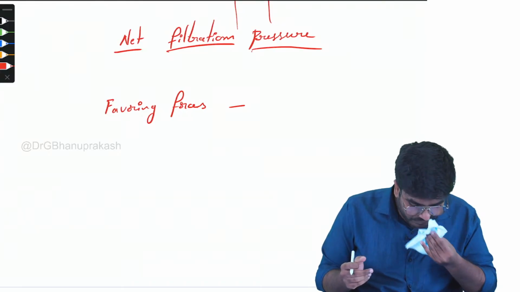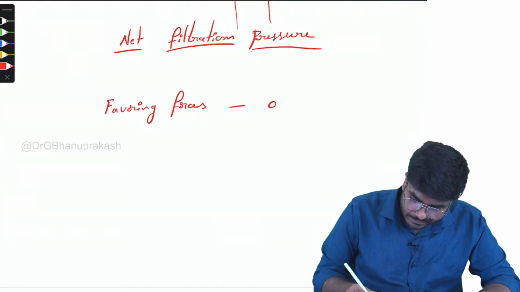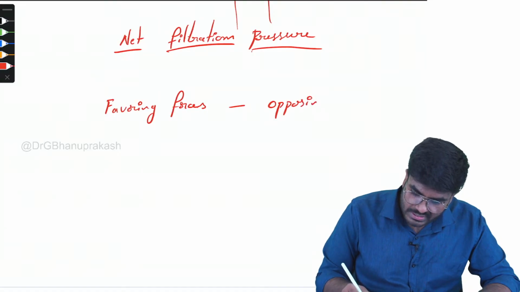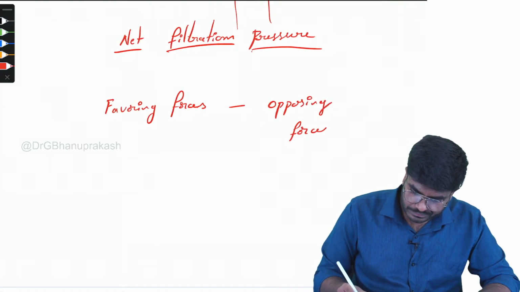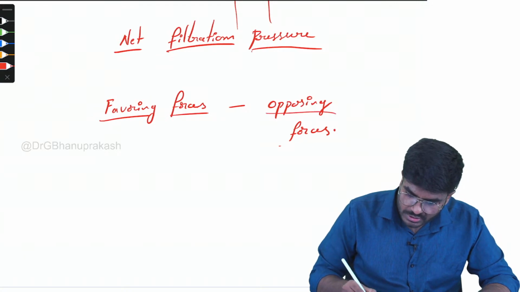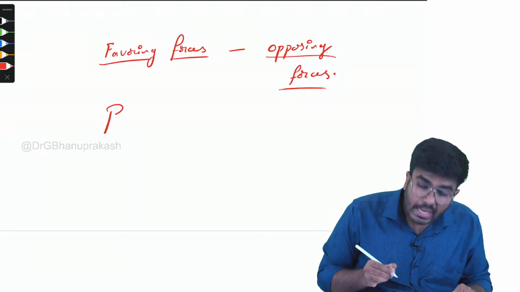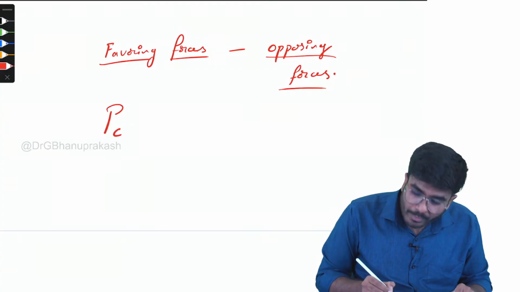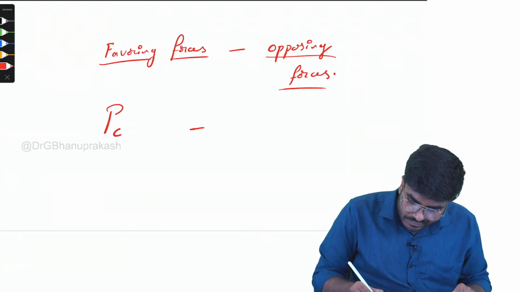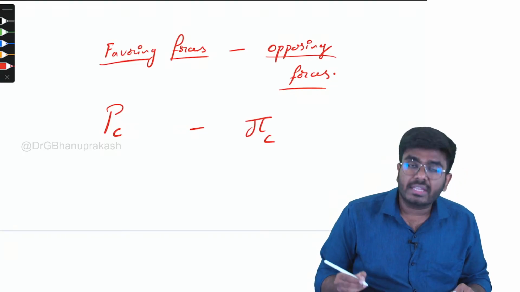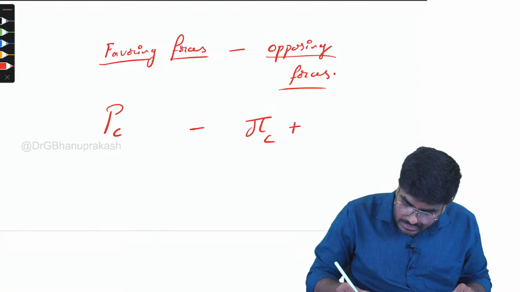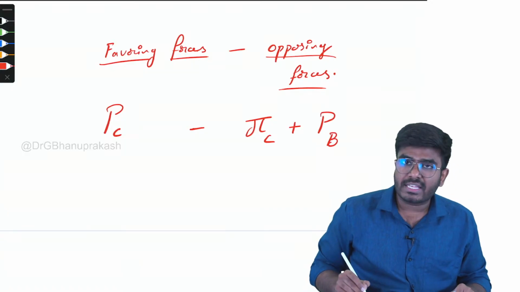Sorry for the inconvenience. Favoring forces minus opposing force. Okay, favoring forces minus opposing forces. Now, what are the favoring forces? The favoring force is the hydrostatic pressure in the capillary. Minus, what are the opposing forces? Opposing forces are osmotic pressure in the capillary along with hydrostatic pressure in the Bowman's capsule.